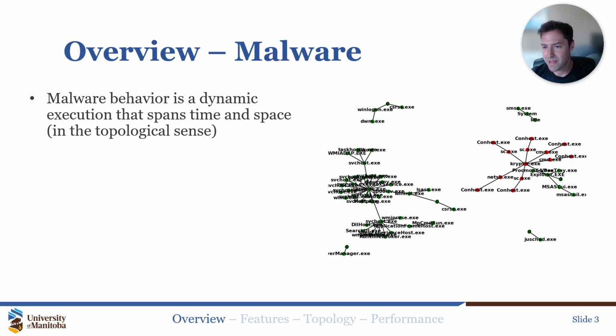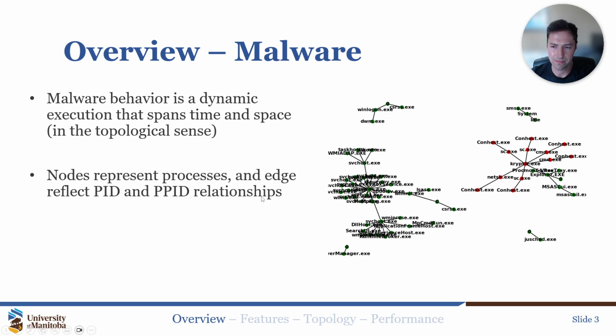And it spans space in the topological sense, which is to say that malware also has a chain of how it's executed from its parent process to its daughter process. So there's a chain there, and we can see on the right this figure where the red nodes correspond to the cryptic.exe malware and the processes that it spawns based off of itself, while the green nodes are benign processes that are associated with the Windows operating system.